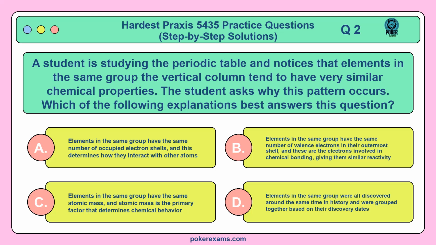Question 2. A student is studying the periodic table and notices that elements in the same group, the vertical column, tend to have very similar chemical properties. The student asks why this pattern occurs. Which of the following explanations best answers this question?